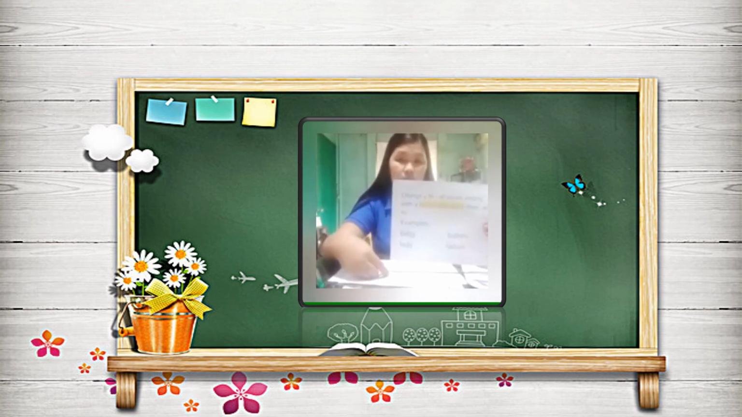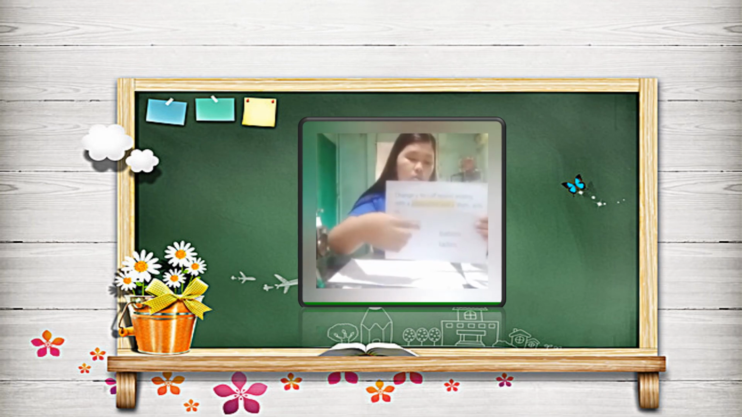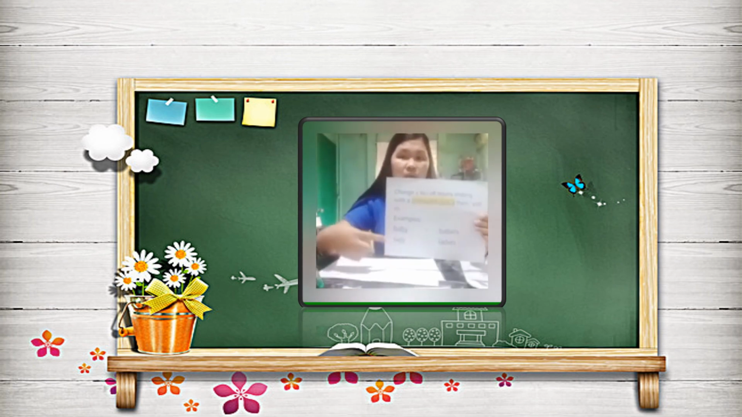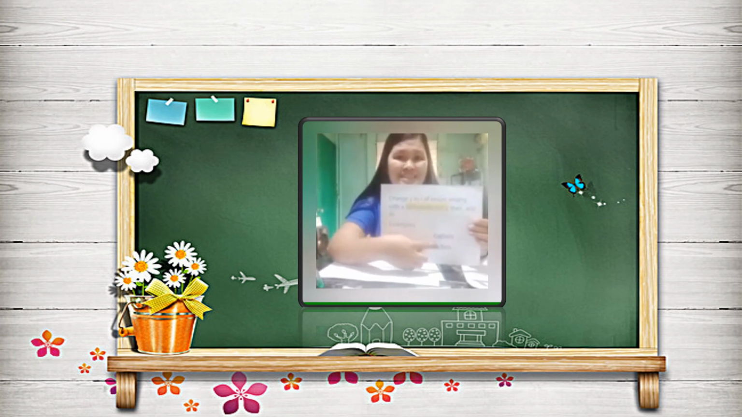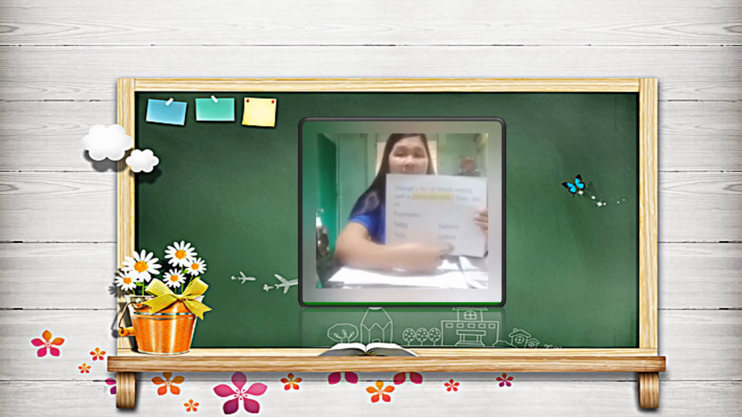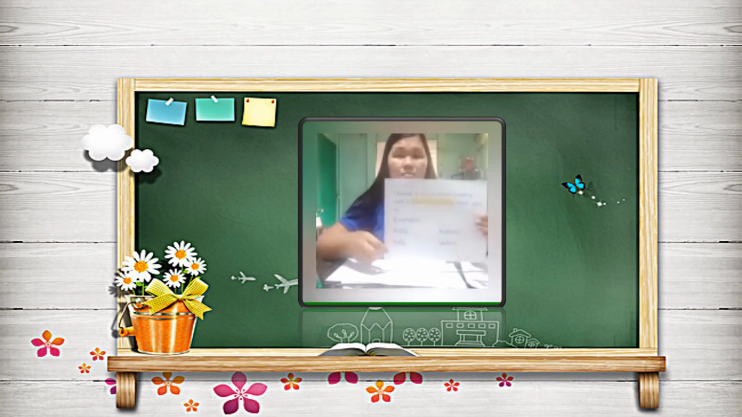baby. Okay? The letter before Y is a consonant. It's B, it's a consonant. So what do we do? Change Y first to I, then you add ES. So baby becomes babies. Another example, lady. Okay? The letter before Y is D. So you need to change Y to I, then you add ES. So lady becomes ladies.